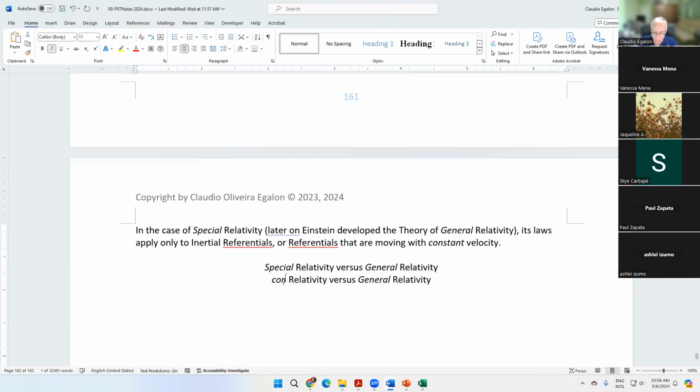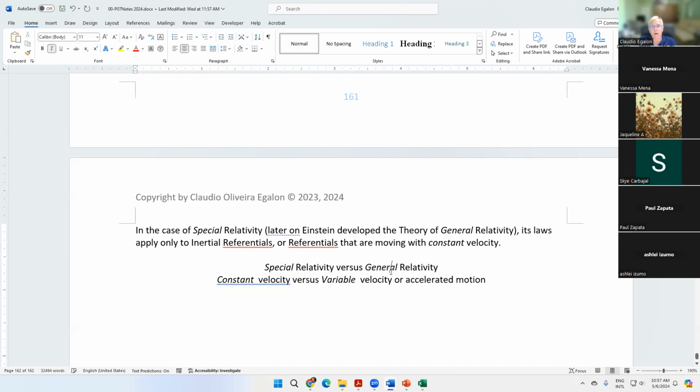Constant velocity. That's the difference between special relativity and general relativity, okay? Special relativity is constant velocity. General relativity is variable velocity, or accelerated motion. See the difference?